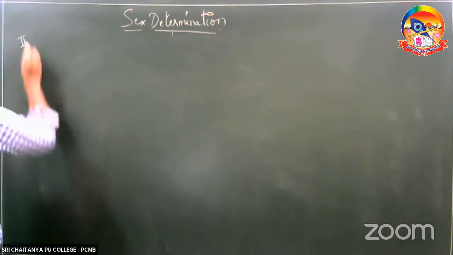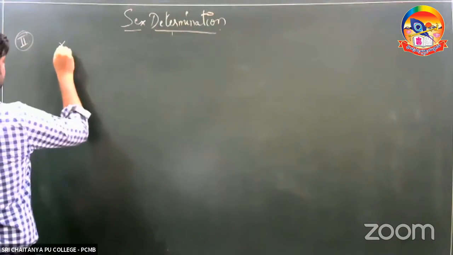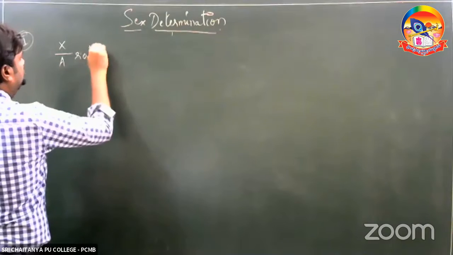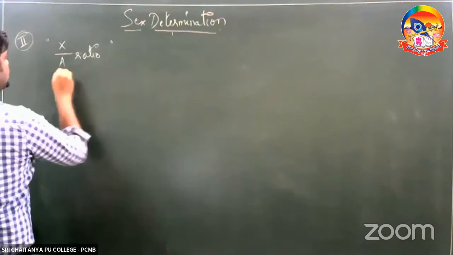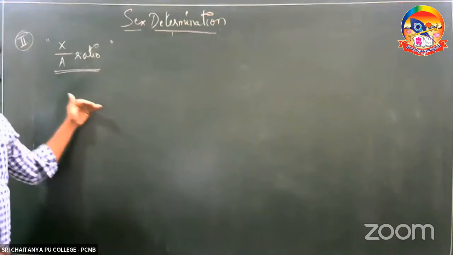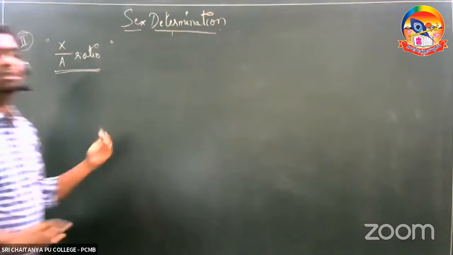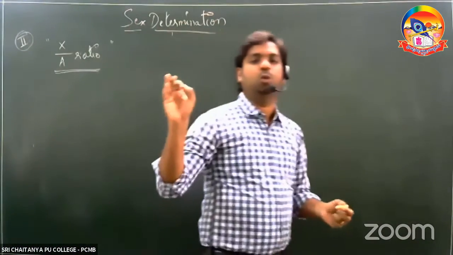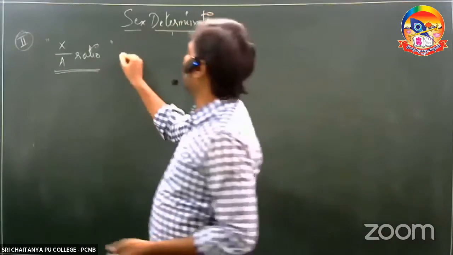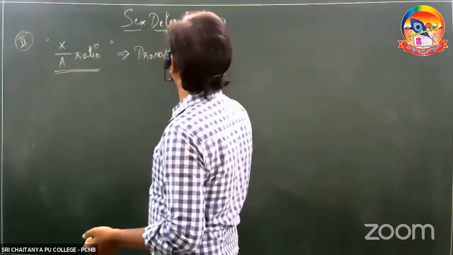And the second way sex determination occurs in Drosophila is by taking the ratio of X chromosome to the autosomes. By identifying this ratio, what we actually call the X by A ratio, X is nothing but the X chromosome, A is the autosomes. So by identifying the ratio of the number of X chromosomes to the number of autosomes, again, the sex is determined in Drosophila.